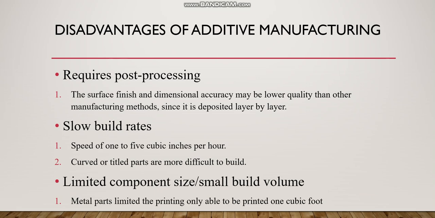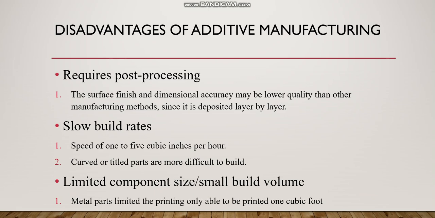Additive manufacturing also has a critical disadvantage, which is slow build rates. The speed of additive manufacturing is 1 to 5 cubic inches per hour. The layered parts' surfaces, which are curved or tilted with respect to the building platform, will show a stepping effect. This effect causes it to take more time to complete the process.